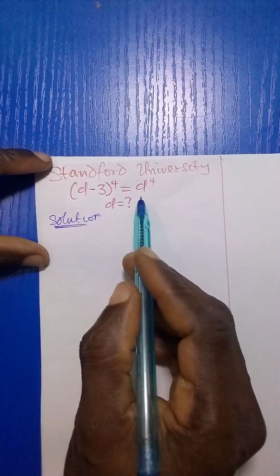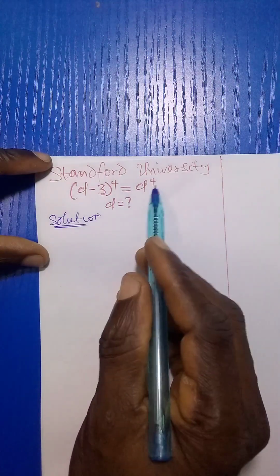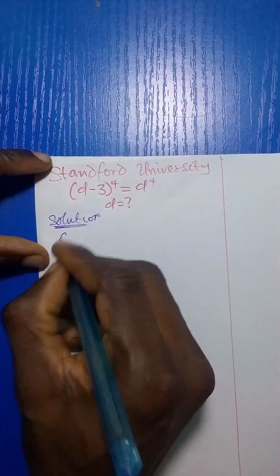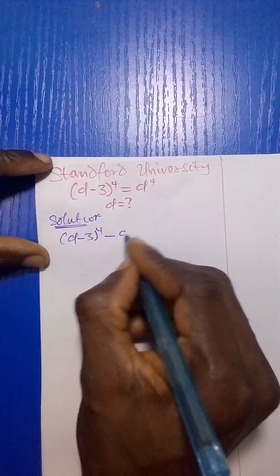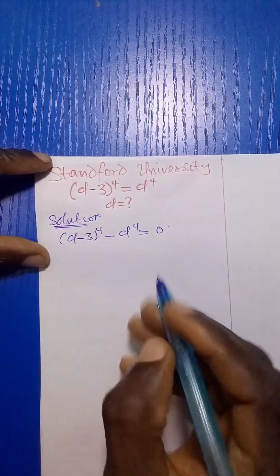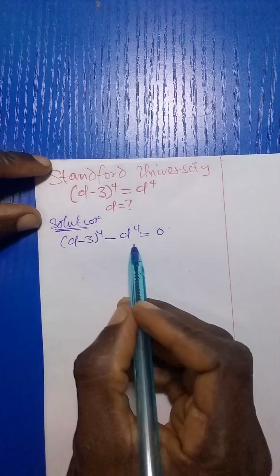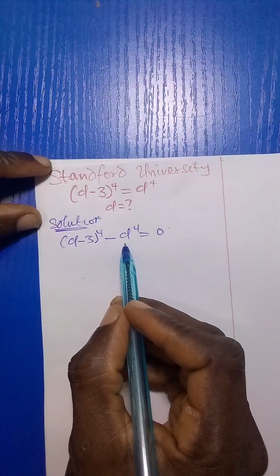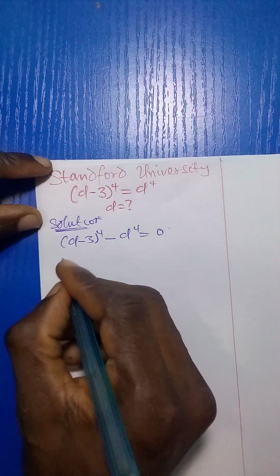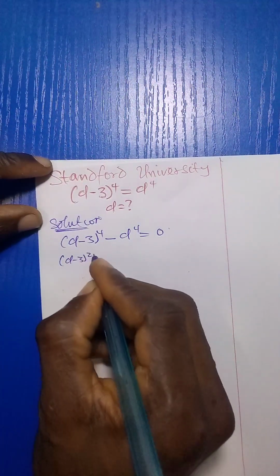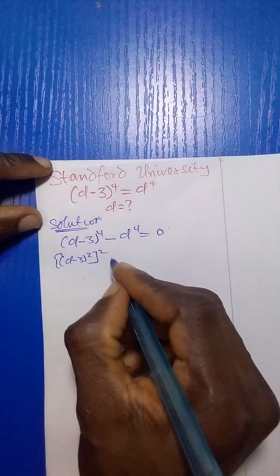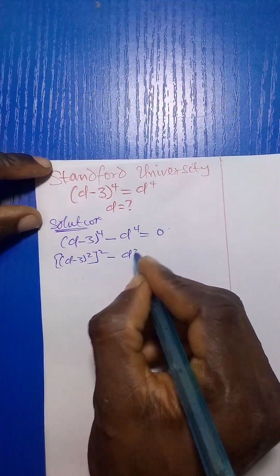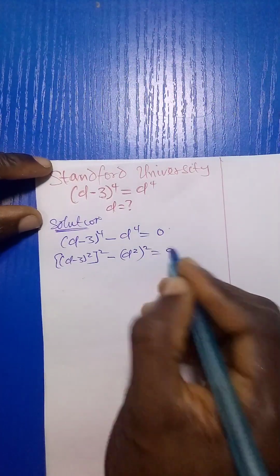Now, what I'm going to do first is to subtract d^4 from both sides. So that becomes (d - 3)^4 - d^4 = 0. And the next thing is to rewrite this expression on the left-hand side. So it becomes ((d - 3)^2)^2, since we know that 2 times 2 is 4, minus (d^2)^2 is equal to 0.